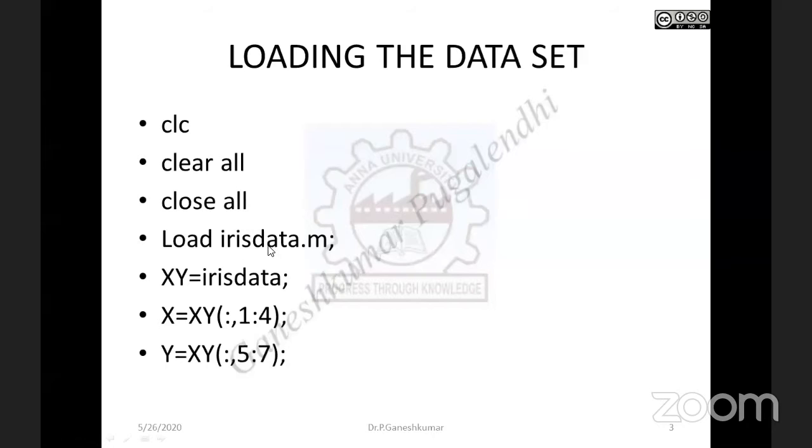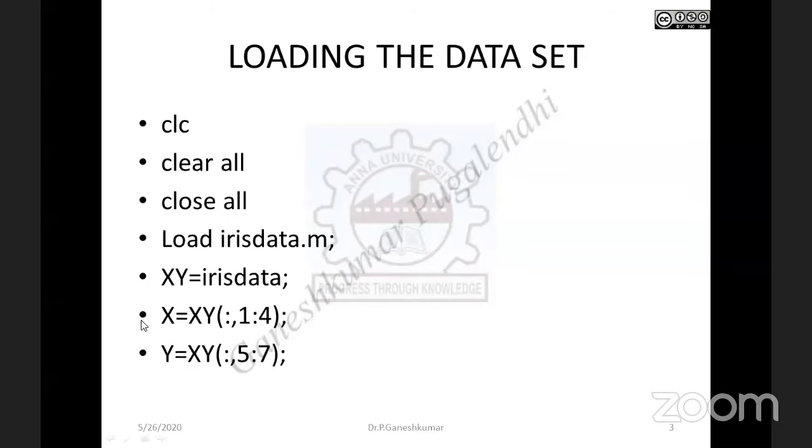The iris data is loaded with the help of the command load. Now this iris data is assigned to the variable xy. Remember from yesterday's class, xy is a matrix which has been assigned the iris data. What is the size of xy? It is 150 cross 7. From this, first we are dividing the matrix 150 cross 7 into input variables and output variable. xy is the variable which contains the whole data, including both input and output. From xy, we are creating the variable x as well as the variable y.